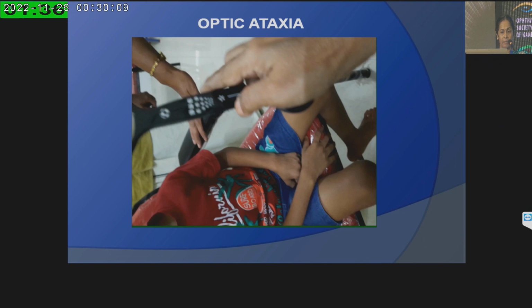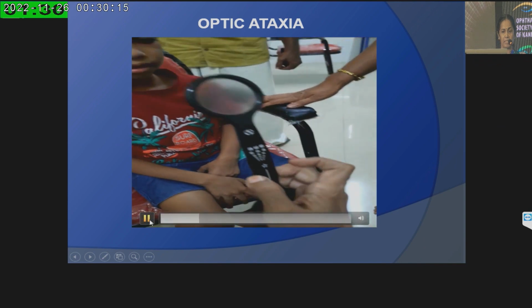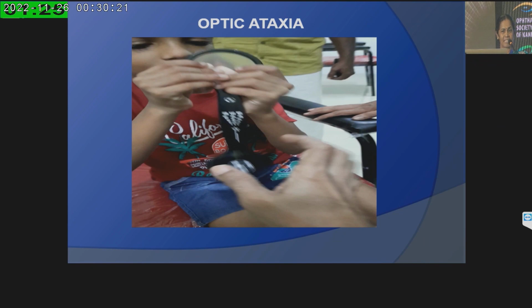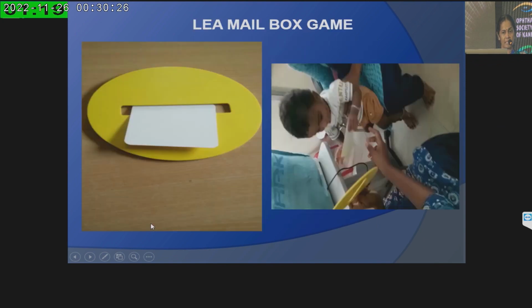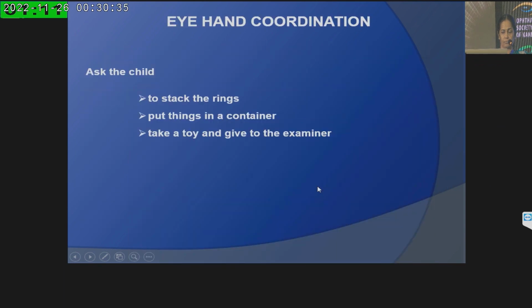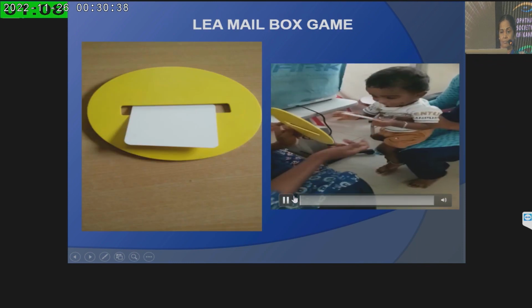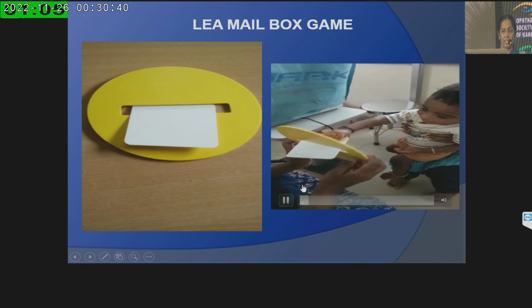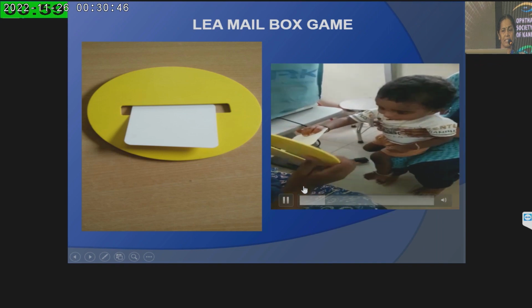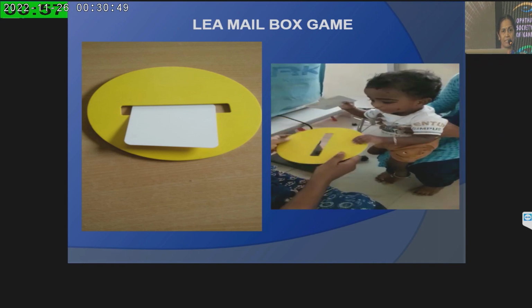This is optic ataxia. See, the moment this boy sees the object, there is mid-air fanning of the fingers, and when he touches, he just closes. This is optic ataxia of the upper limb. There is optic ataxia of the lower limb also. I think that video is not there. So this is the LEA mailbox. He is putting it in. See, he is taking tactile cues. He is touching it with the other hand.